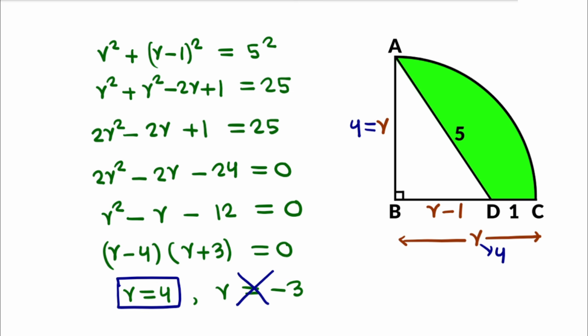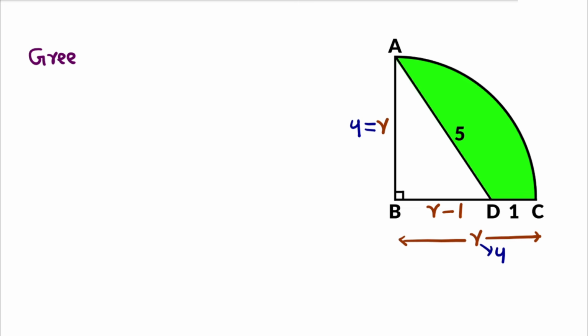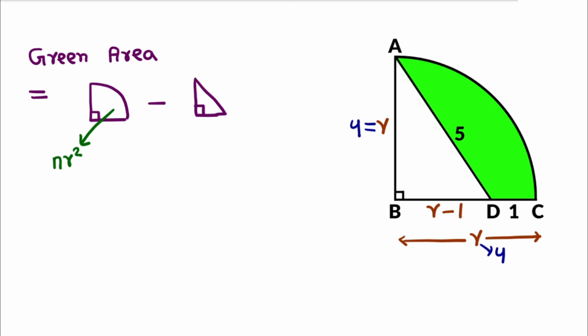Now we're almost done. The green area equals area of the quarter circle minus area of the triangle. Let's calculate each one. First, the quarter circle. The formula is pi times radius squared divided by 4. Substituting R equals 4, pi times 16 divided by 4, which simplifies to 4 pi.